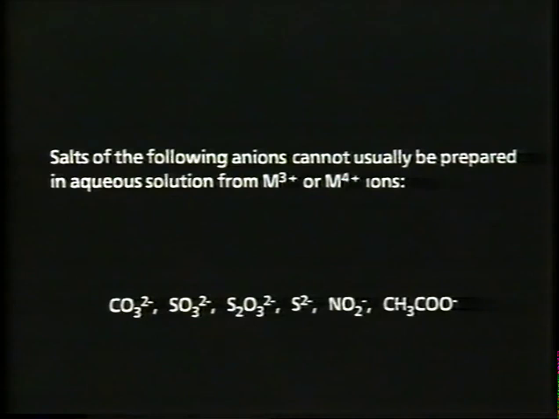It's not just carbonates that we can't make in aqueous solution. We also can't make sulfites or thiosulfates or sulfides or nitrites or ethanoates, because these are all derived from weaker acids than the metal aqua ion. So metal 3+ ions do not form carbonates in aqueous solution. And of course, metal 4+ ions are even more acidic, and so we don't get any of those salts with metal 4+ ions either.